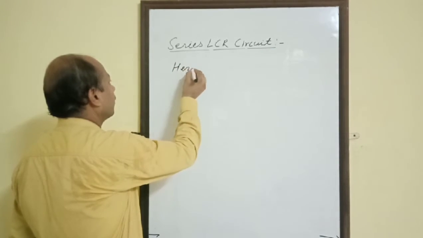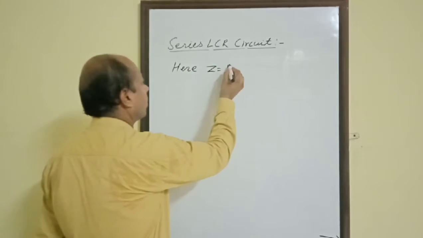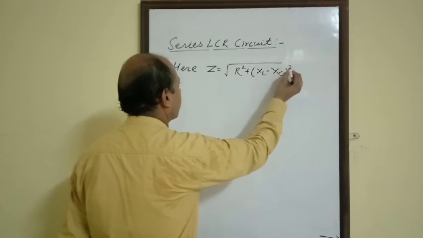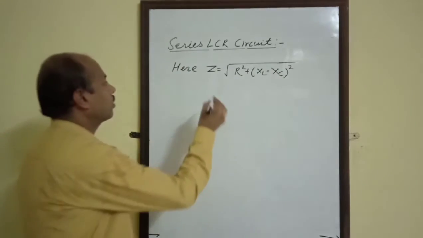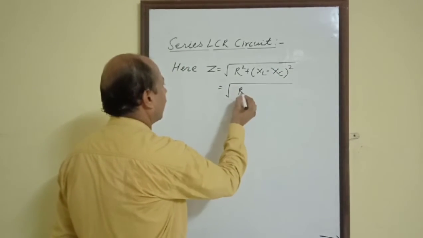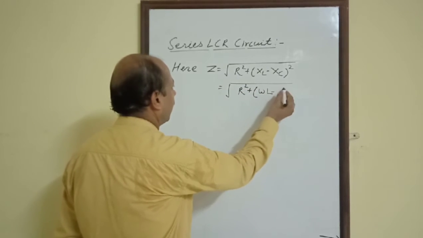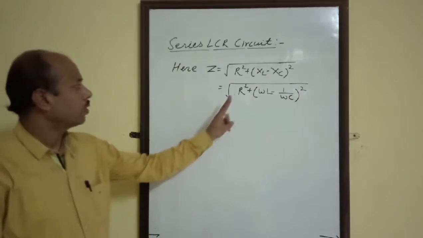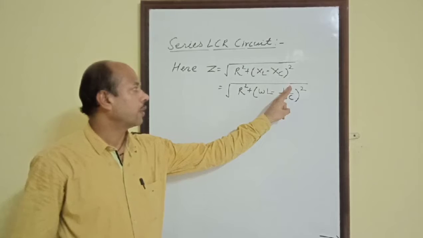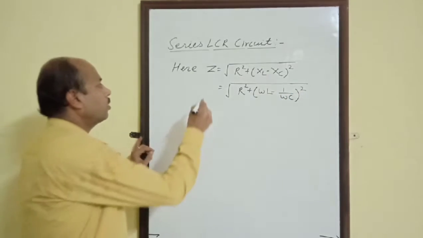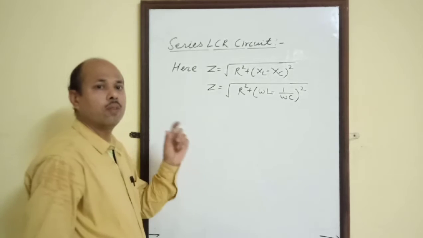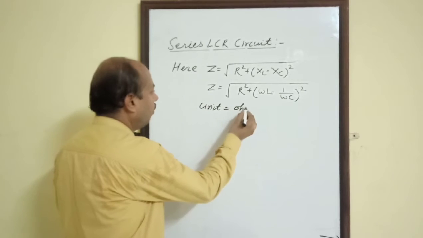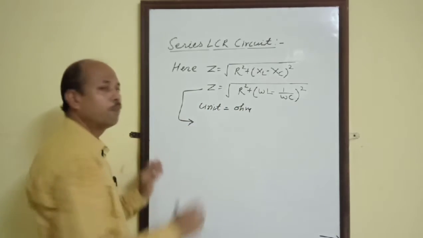Here Z equals to square root of R square plus XL minus XC whole square, or we can also write as square root of R square plus omega L minus 1 upon omega C whole square. This quantity has dimensions of resistance. The unit of this quantity will be ohm, and this is known as impedance of the circuit.